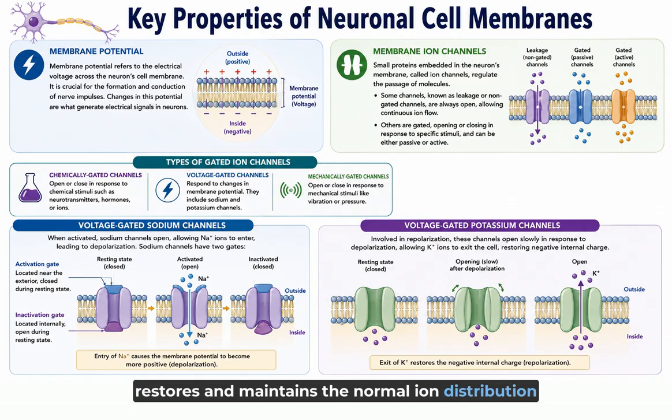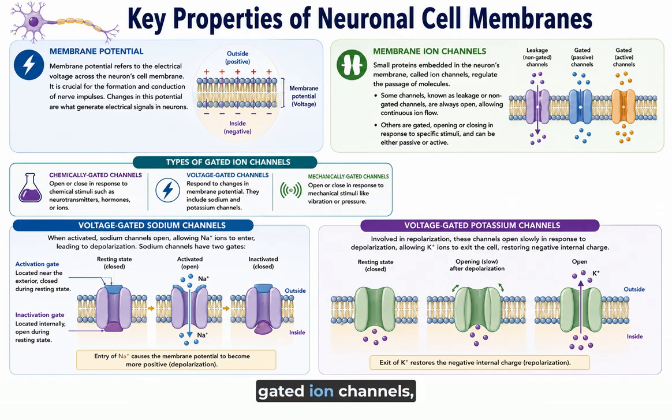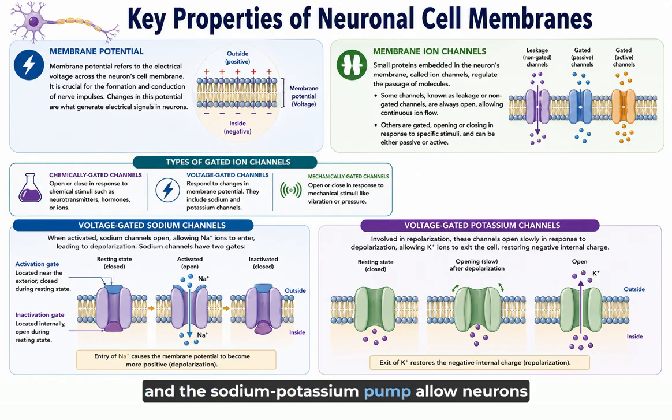distribution across the membrane. Together, leakage channels, gated ion channels, and the sodium-potassium pump allow neurons to generate rapid electrical signals. These specialized membrane properties make it possible for the nervous system to receive information, process it, and communicate with muscles, glands, and other neurons throughout the body.